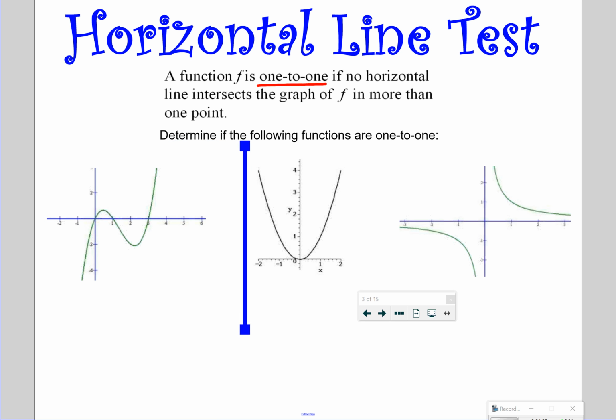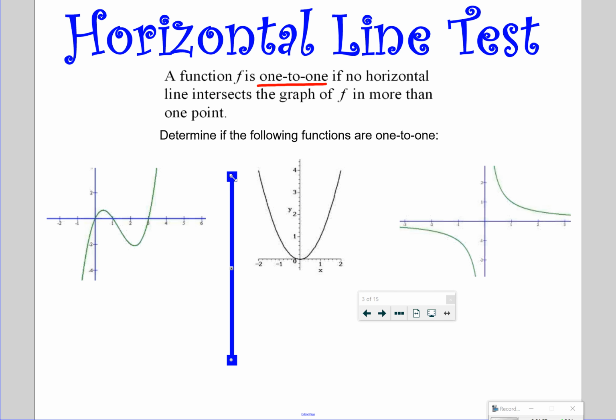If I look at graph number 2, again, if I drag it across the graph, this line is only touching one part of my graph at a time. So yes, it's a function. And then graph number 3, the green line is what we're looking at here. We are only touching one part of the graph at a time. So yes, it is a function. So you want to check that first before you do the horizontal line test.